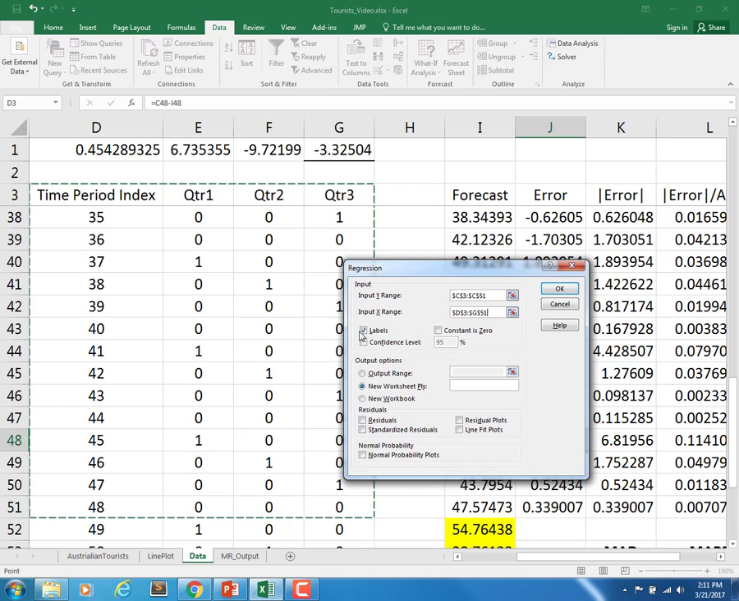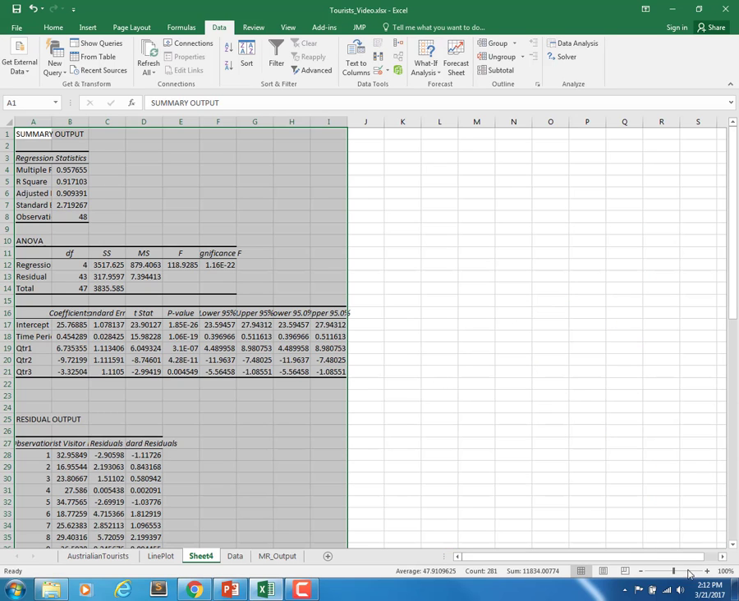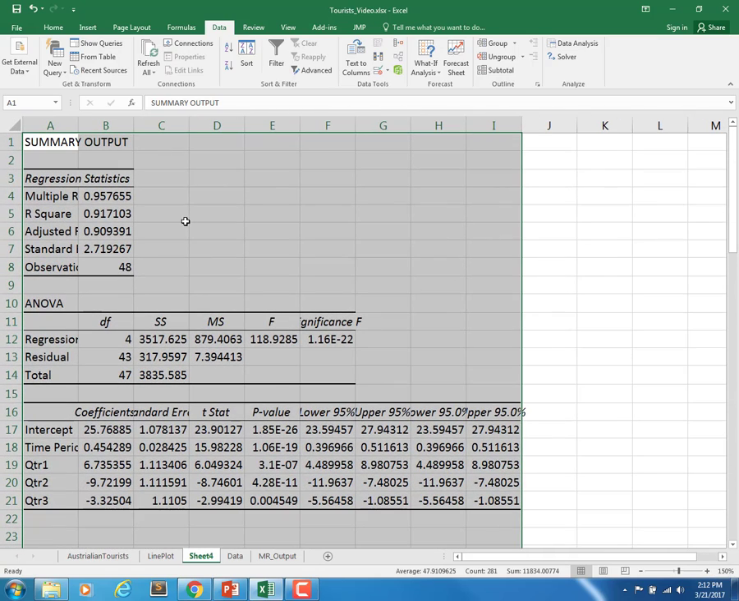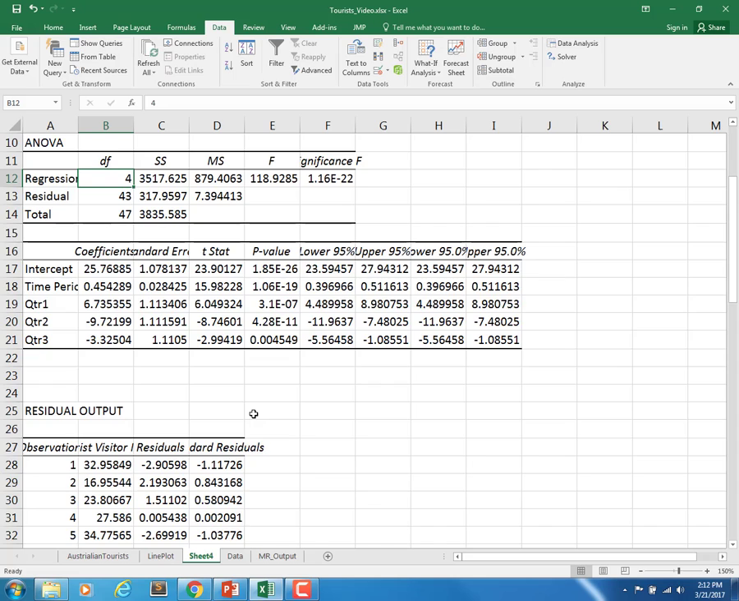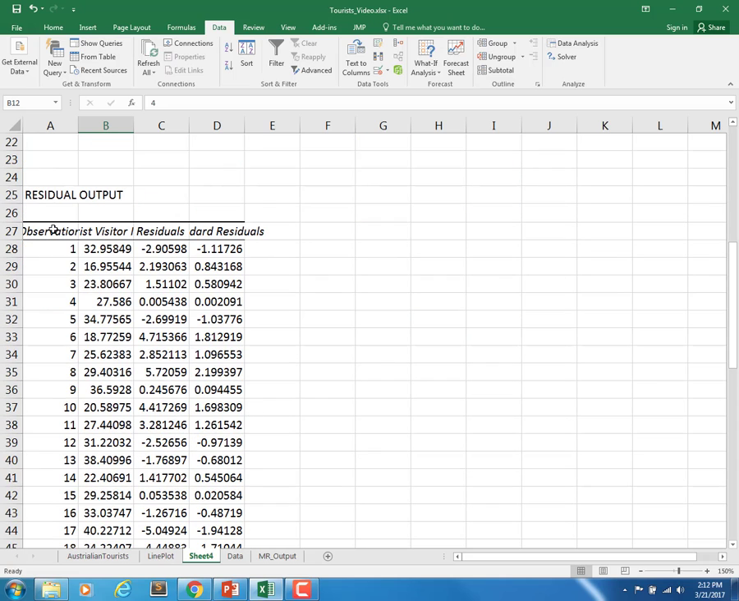And I have labels, and now I'm going to put this in a new worksheet. I'm going to go ahead and kick out the residuals and the standardized residuals. Click OK. And we should get the same stuff up here: the regression statistics, the ANOVA table, analysis of variance table, and then the coefficients, which should still have the same p-values. What's different now is I have the residual output.